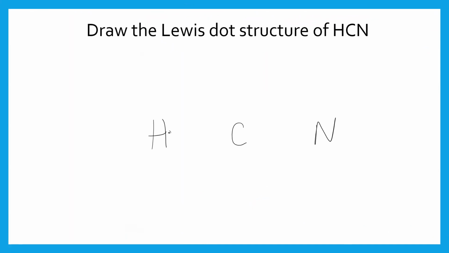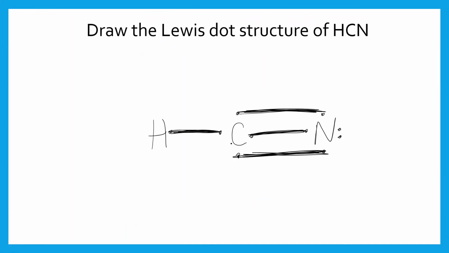H has 1. Carbon has 4. Nitrogen has 5. The pairs are happy. We're not going to touch them. Here's a bond. Here's another easy bond. And look, lonely, lonely pair up. Lonely, lonely pair up. Redraw it nicely.